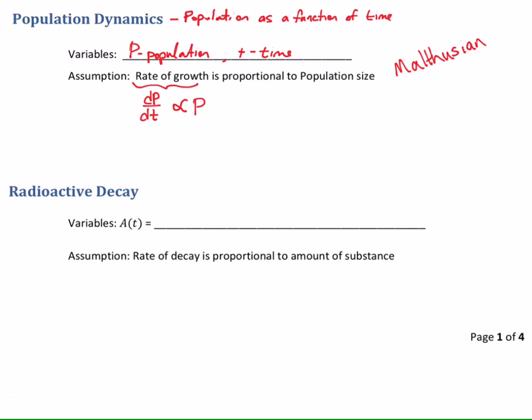Now that symbol I've written between those two variables, dp/dt and p, is a symbol for is proportional to, which means they grow at the same rate. So if you double one, you double both, right? They're connected in that way. Now, you learn in algebra how to write that as an equation. It turns out when you want to say one variable is proportional to another, the direct proportion equation is dp/dt is equal to some k, a constant of proportionality, times p.